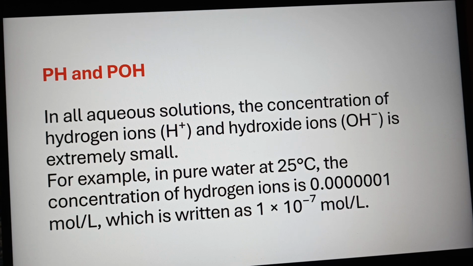In all aqueous solutions, the concentration of hydrogen ions and hydroxide ions is extremely small. For example, in pure water at 25 degrees centigrade, the concentration of hydrogen ions is 1 times 10 to the power minus 7 mole per liter. Such small numbers are difficult to use in calculations and comparisons, so a very easy method was needed.